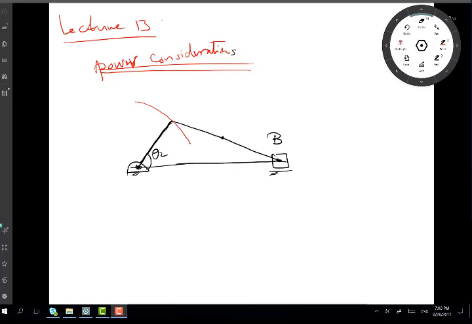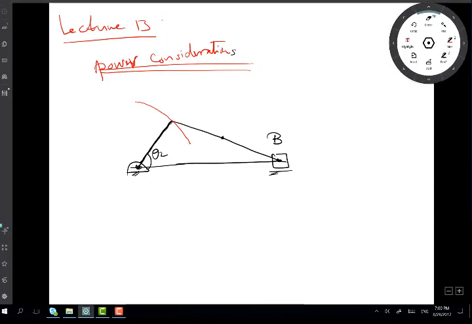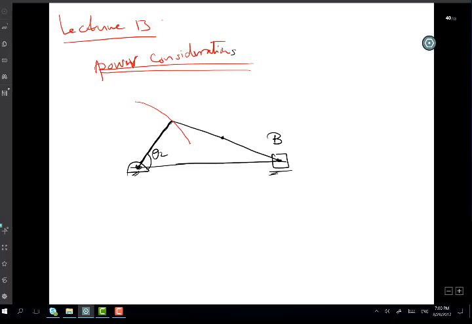Hello, this is lecture 13. In this lecture, we are looking at the power considerations in linkages, and we'll get to realize in a second that actually these power calculations will depend on the velocity analysis we would have done previous to these calculations.